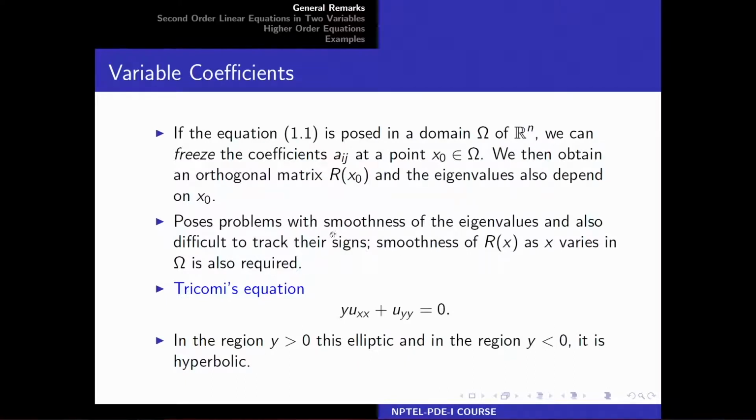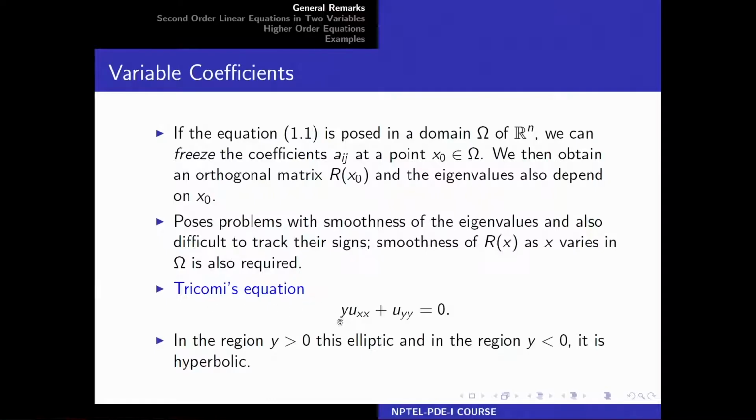In usual linear algebra we never consider matrix functions. And what might happen is the eigenvalues at some x may all be positive, but at some other point some of them may be positive and some of them may be negative. So, hence the type changes, the class changes, and it is very difficult to keep track of all those developments. Here is a simple example, the Tricomi equation.